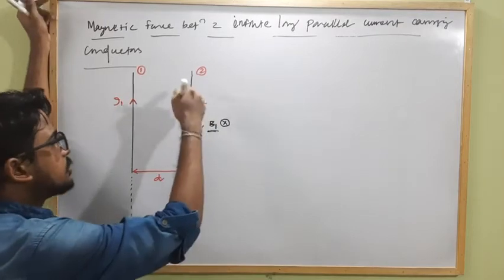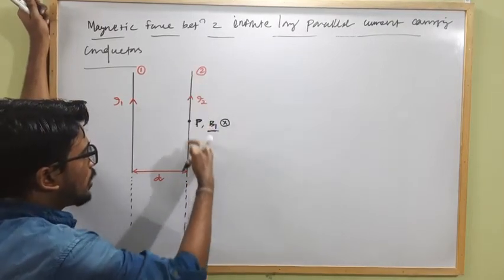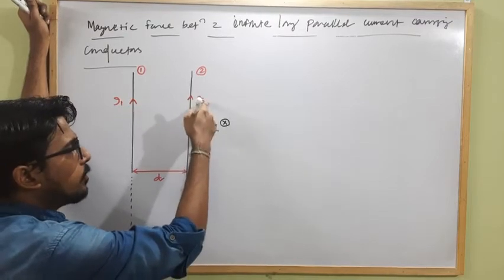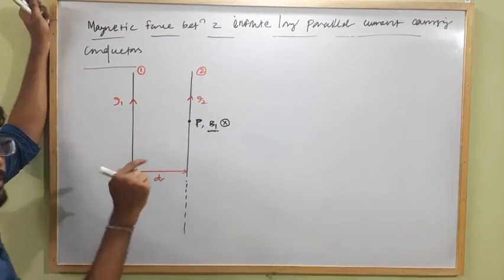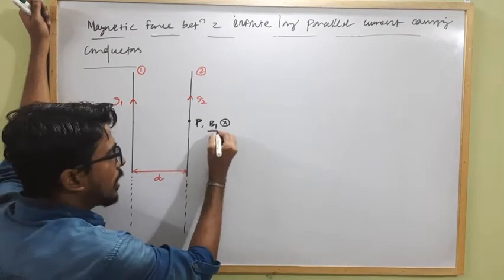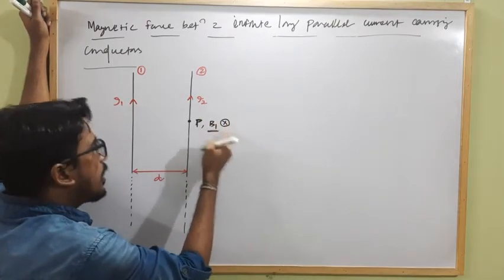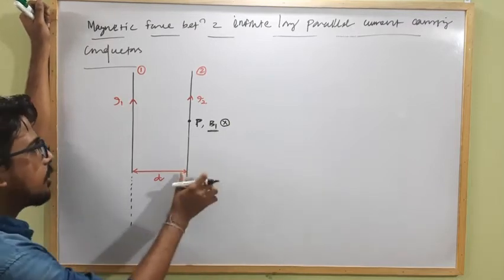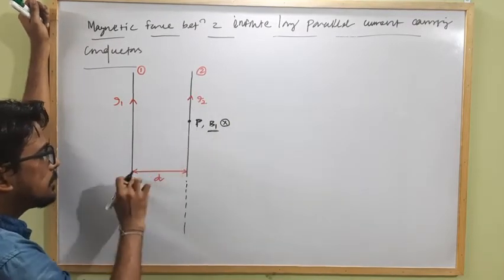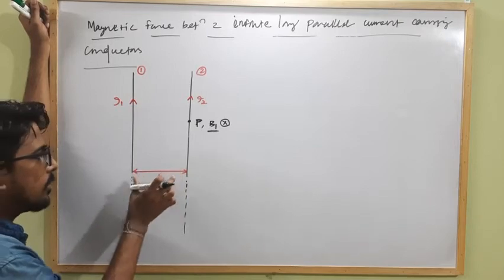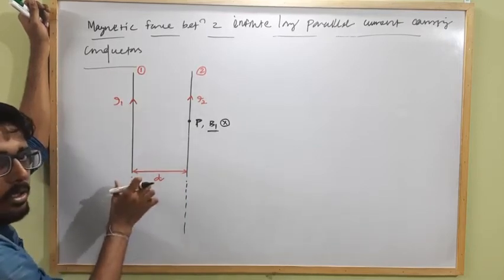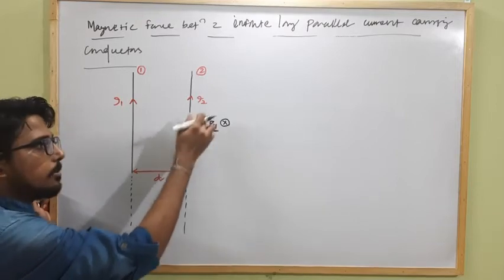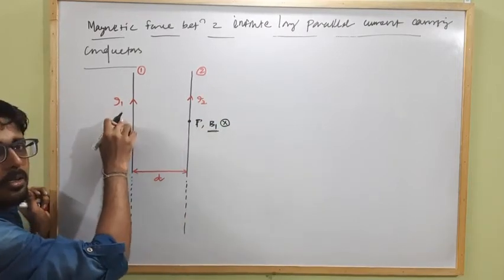So here the long straight current carrying conductor, which is of infinite length and carries current I2, is present in an external uniform magnetic field of strength B1, and the cause of this B1 is the current carrying conductor I1. Clear? And conductor 2 is placed at a distance d from this conductor, and we know the value of B1. This is the magnetic field produced by the current carrying conductor I1.